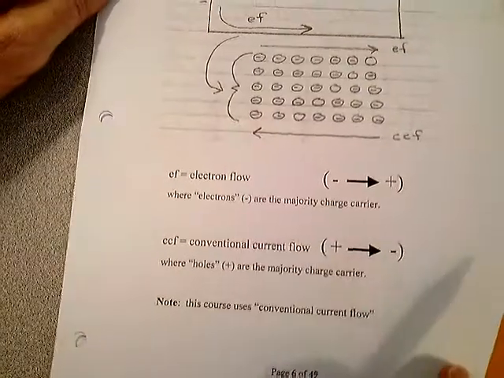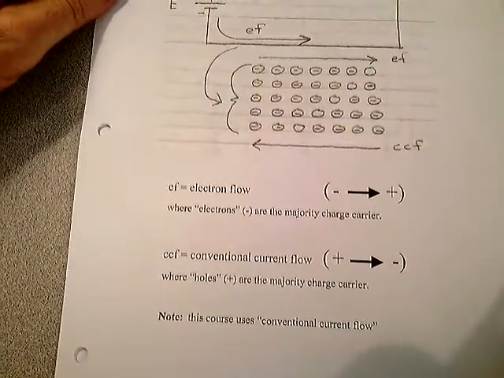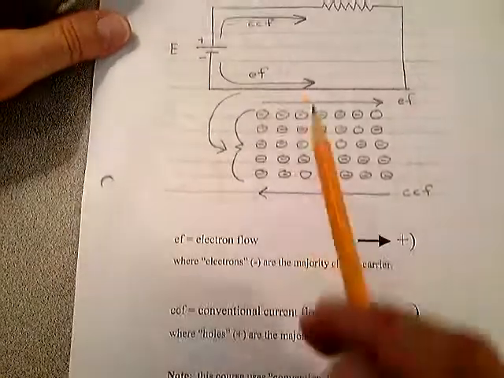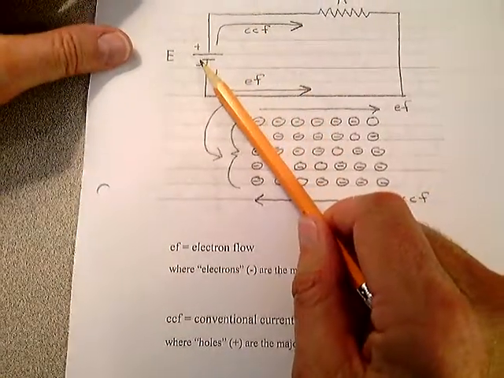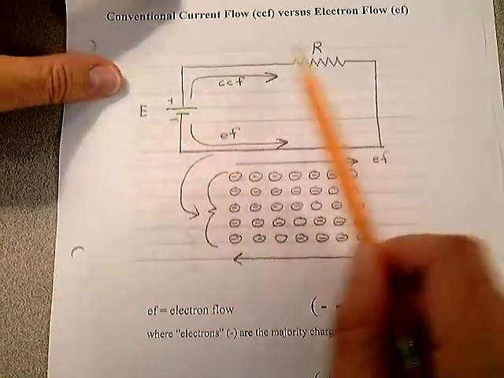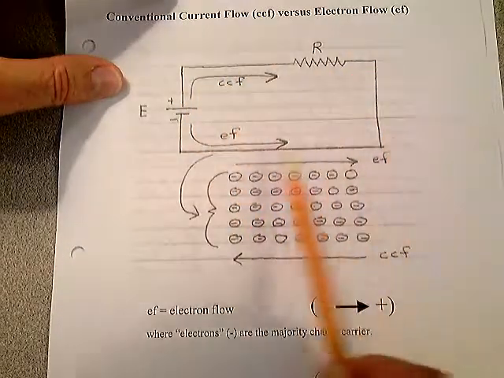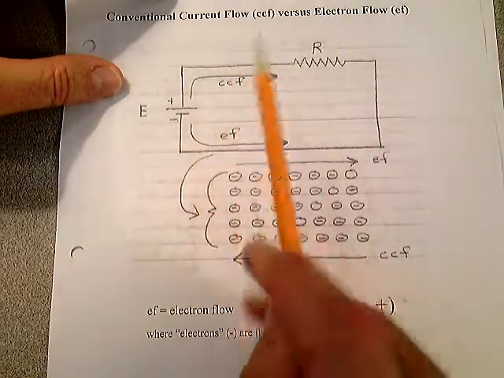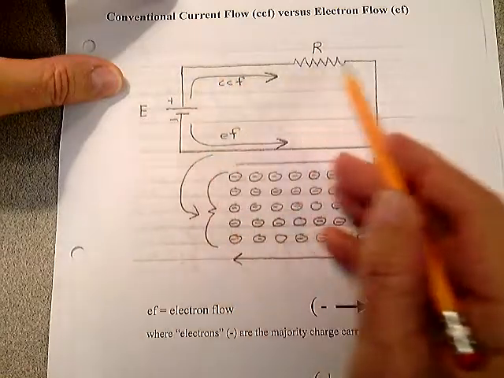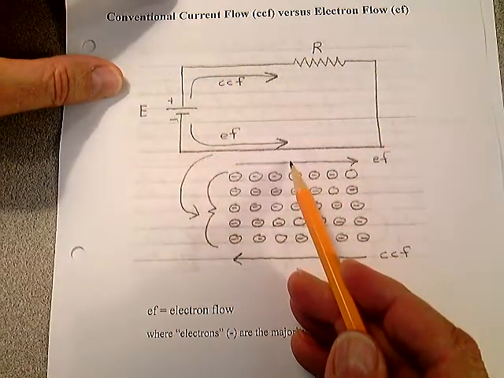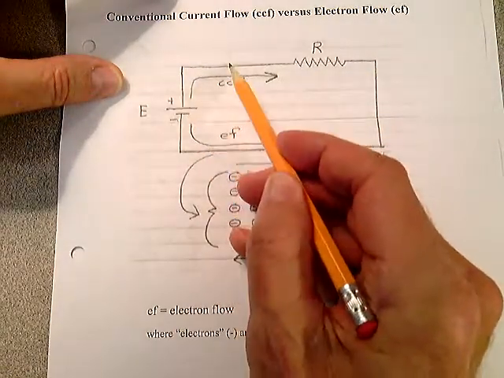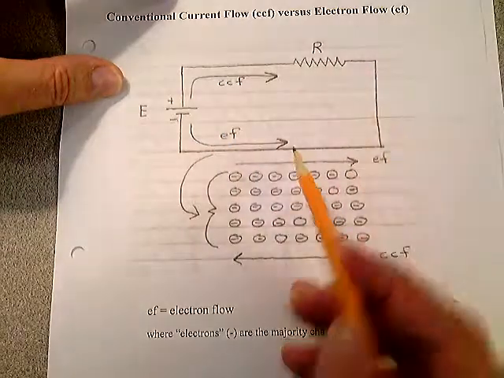Conventional current flow versus electron flow, on page number 6. If you take a look, here we have a source of EMF, a battery, and one resistor, and we have a simple series circuit here. And it's a series circuit because the current in the circuit is the same. So no matter what point you pick in this circuit, the current is identical.